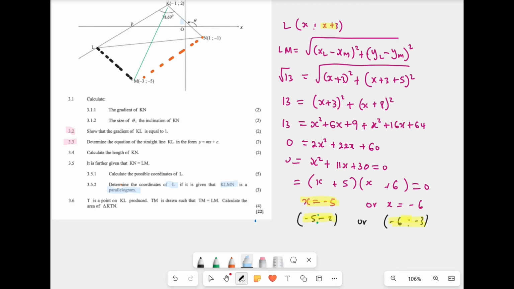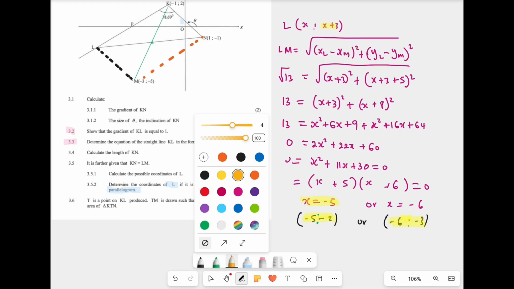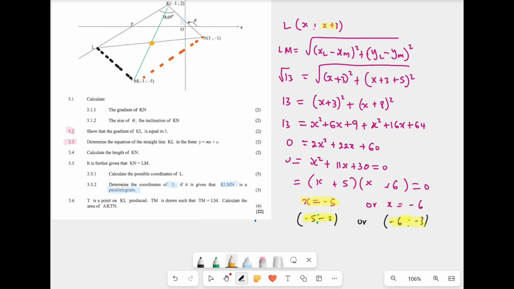So here I have already joined the vertices. So now you need to remember that for any parallelogram, diagonals bisect each other. So that means that they are sharing the very same midpoint. So we can calculate the midpoint here using K and M. So the midpoint of KM is the same as the midpoint of LN, because diagonals bisect each other.